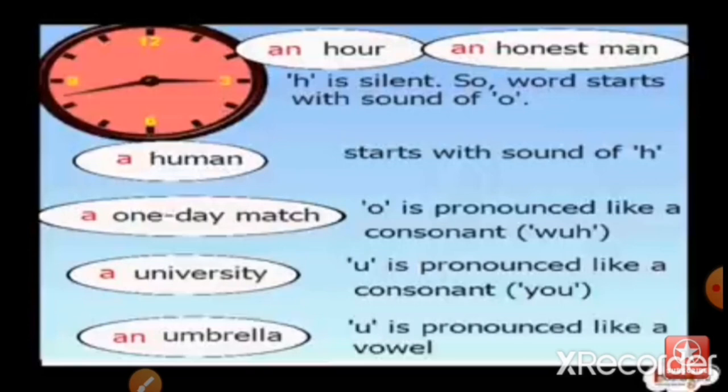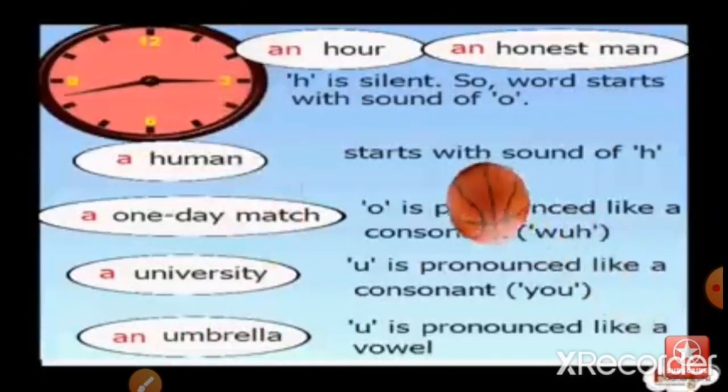So here there are the different words. We have to use a different article here. Have a look. H is silent, it is pronounced like O, so we have to use an. In the next, human starts with H, which is not silent, so we have to use a. One day, O is pronounced like W, so here the article a will come. Here W is a consonant sound, so we have to use the article a.